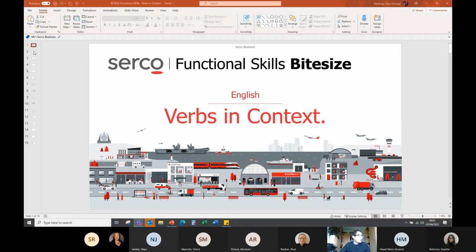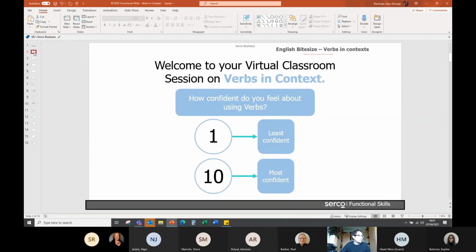Cool. So this is verbs in context. Let's jump to the second slide. What I want you to do before we begin is think about your knowledge of verbs and using verbs in your own writing, and give me a score from 1 to 10, which gives me an idea of how confident you feel at using verbs. So in the chat box, just give me a number from 1 to 10.